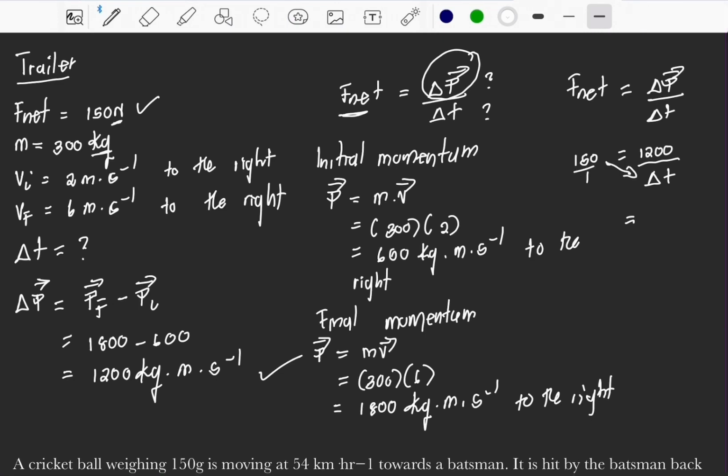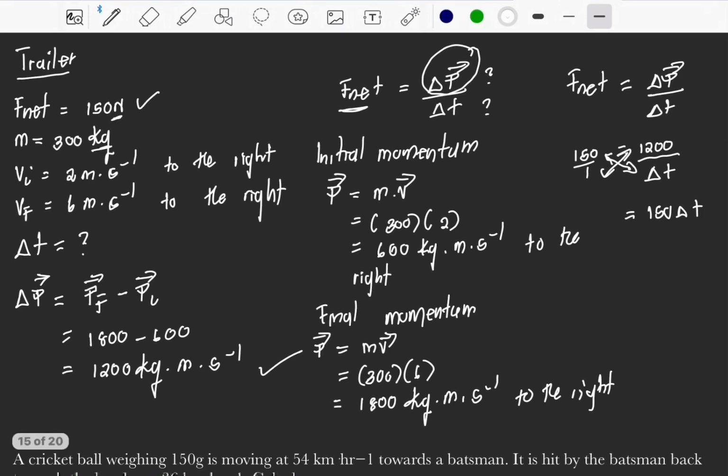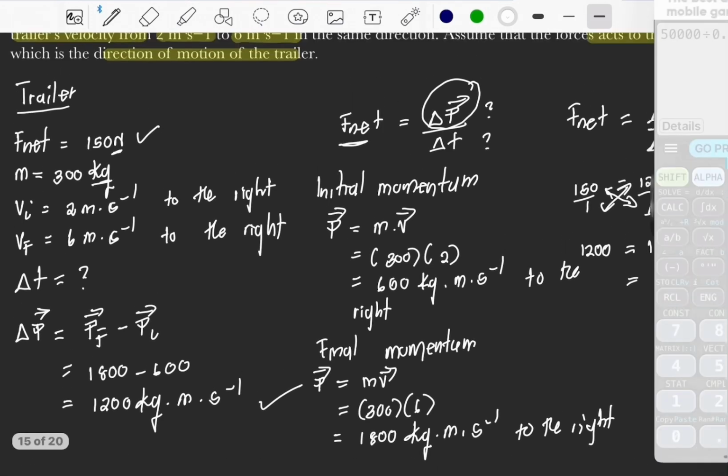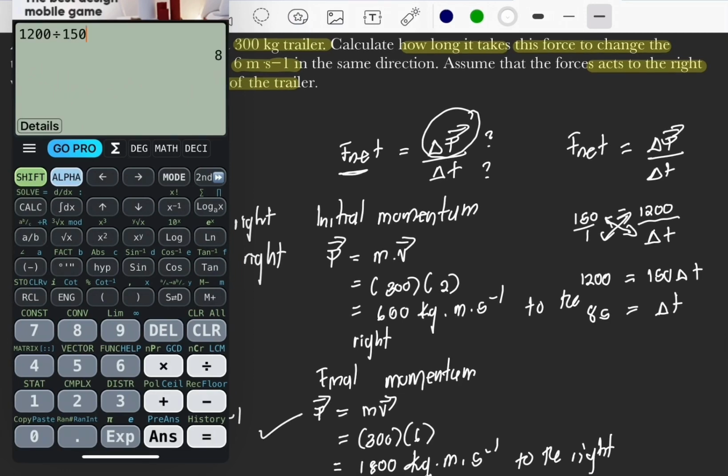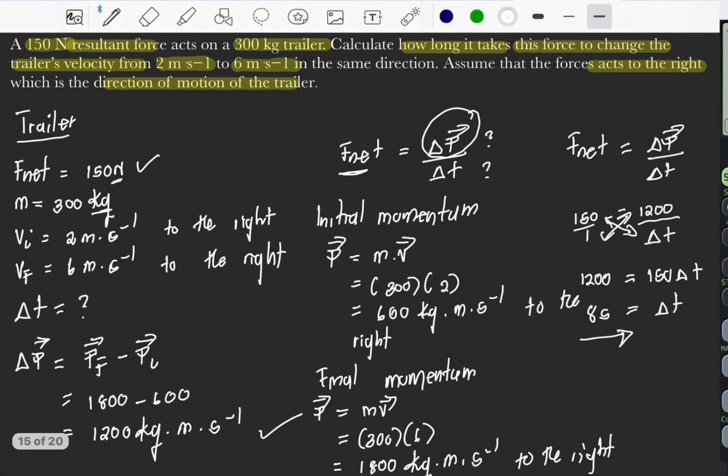And then what we do is we cross multiply. We have 150 change in time, which is equal to 1,200. Therefore, change in time is equal to, you divide both sides by 150. We say 1,200 divided by 150, which is equal to 8 seconds. So that is the answer to the question that we were asked.